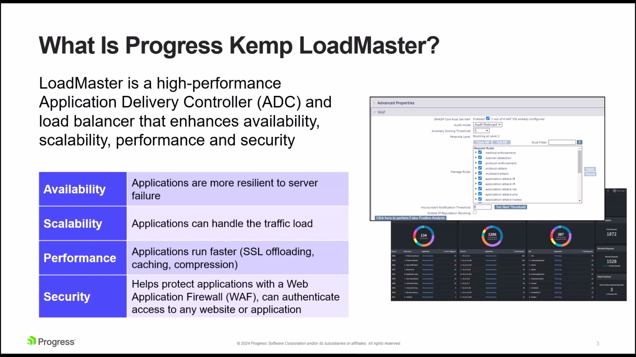Also doing SSL offloading, to remove that encryption overhead from those backend systems and putting that burden on the LoadMaster where it's really optimized to handle that kind of traffic. It's going to increase the performance of that application by doing that. And then enabling caching and compression will further reduce the load on those backend systems, providing a better experience for the user.